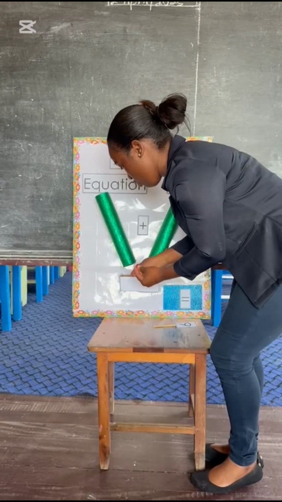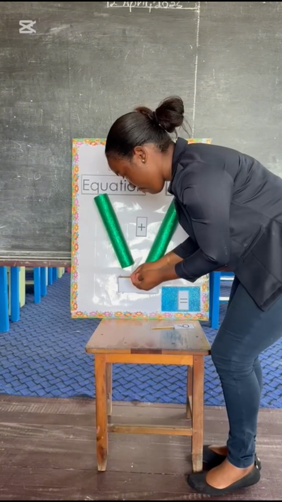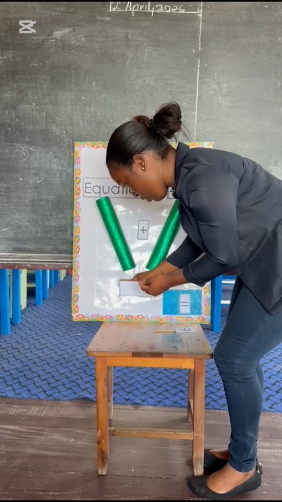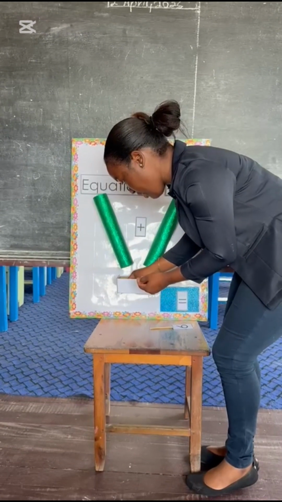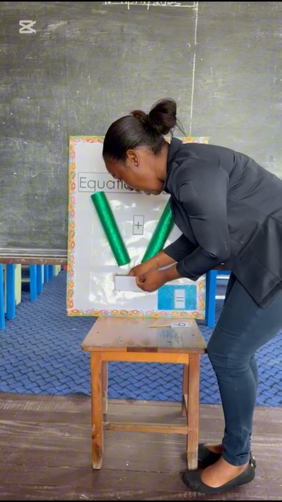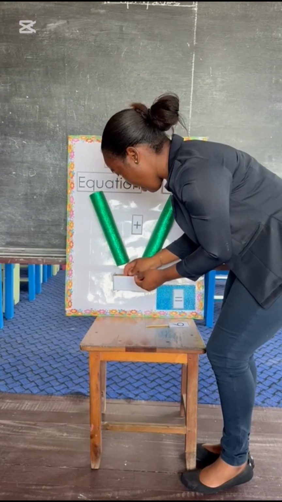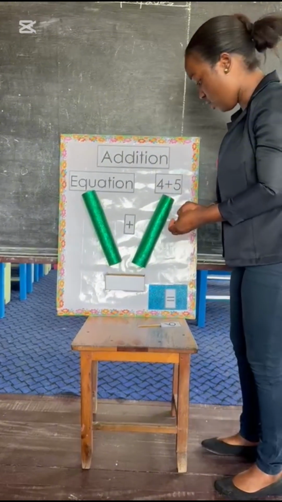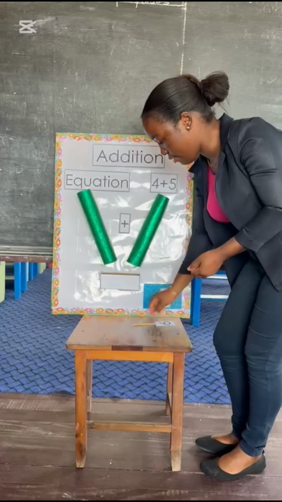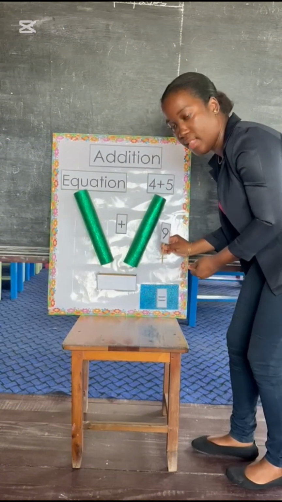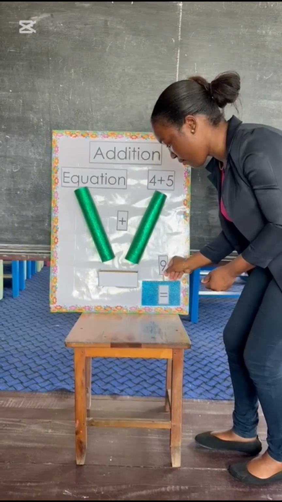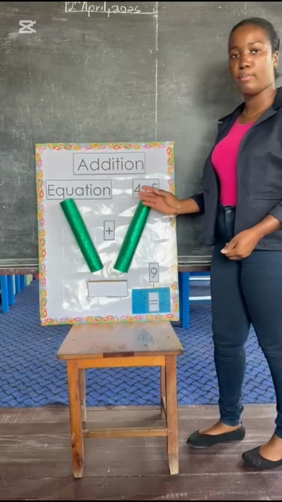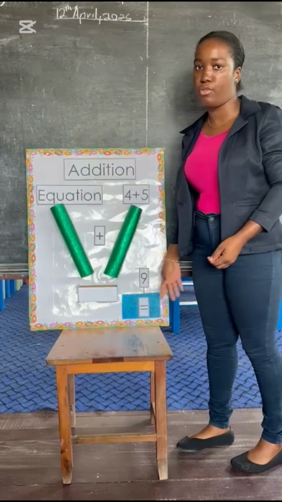1, 2, 3, 4, 5, 6, 7, 8, 9. So when I add 5 and 4, I got 9. So 5 and 4 is equal to the number 9. And this here has brought me to the end of my demonstration. Thank you.